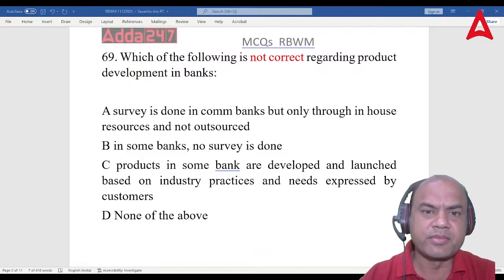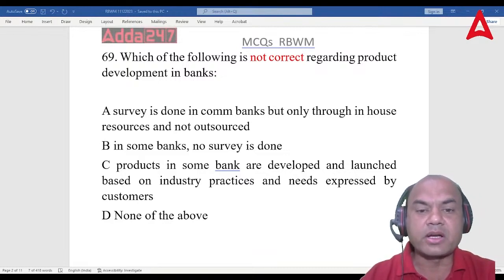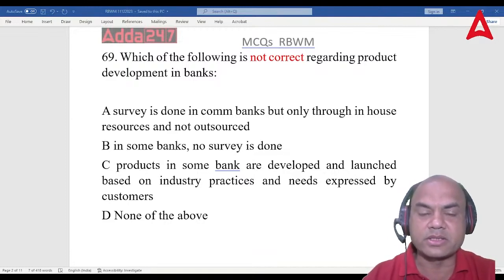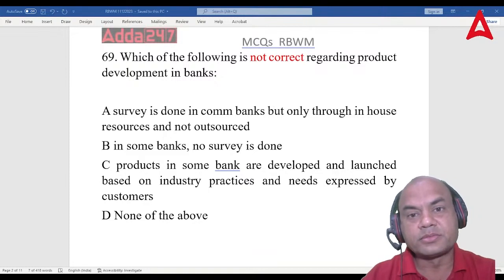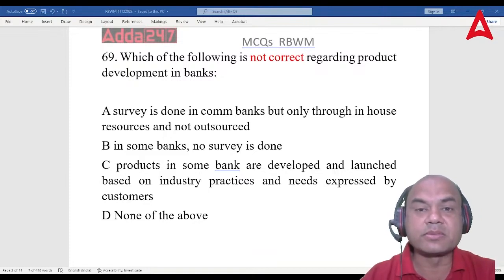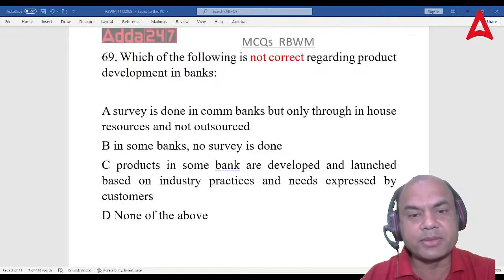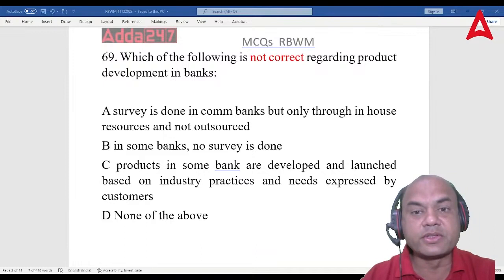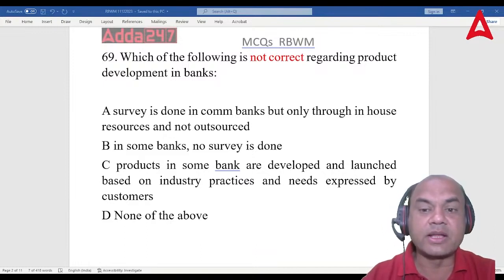D: Products in some banks are developed and launched based on the industry practices and needs expressed by the customers. Means, whatever the major customers of the bank say, or the big customers of the banks. This generally happens in cooperative banks again, and also in various new banks. They develop the products fast. And the last one is none of the above.